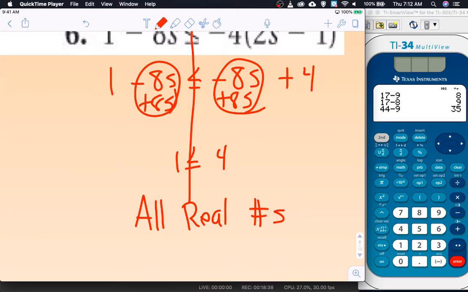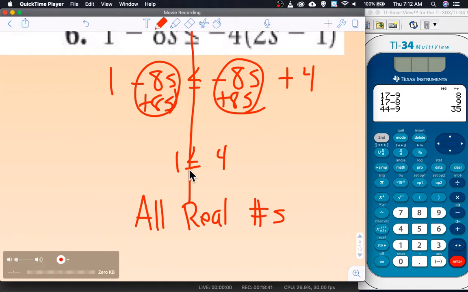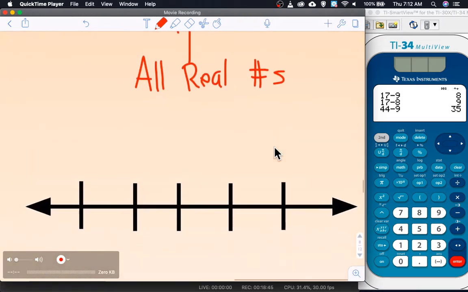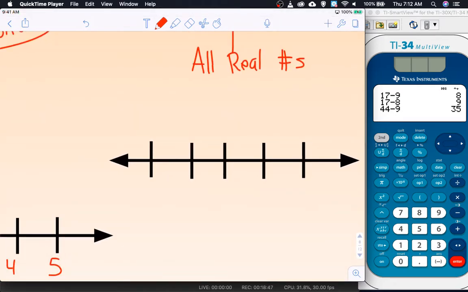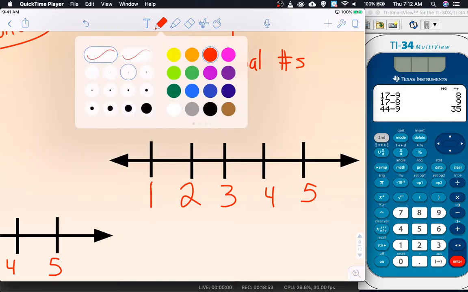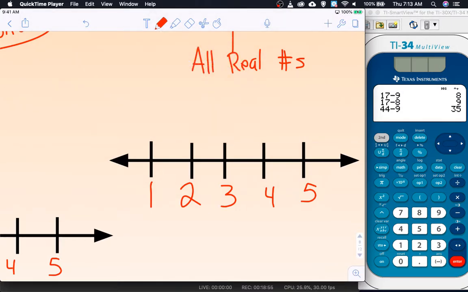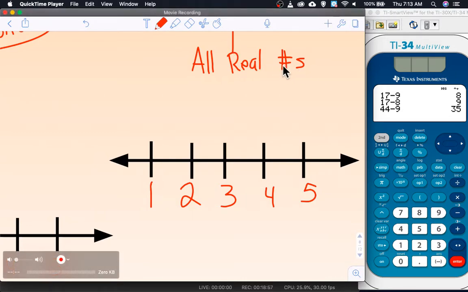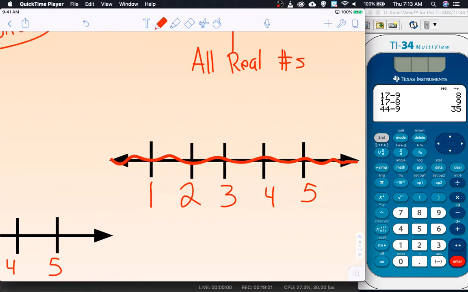Every single number will make this right side bigger than the left side, or the left side will be smaller than the right. So how do we graph that? Well, kind of like the other one, we can just throw in any random numbers we want. But the difference here is our shade. Since every single number is an answer to the problem, we need to shade in everything. So you just shade in the whole number line.